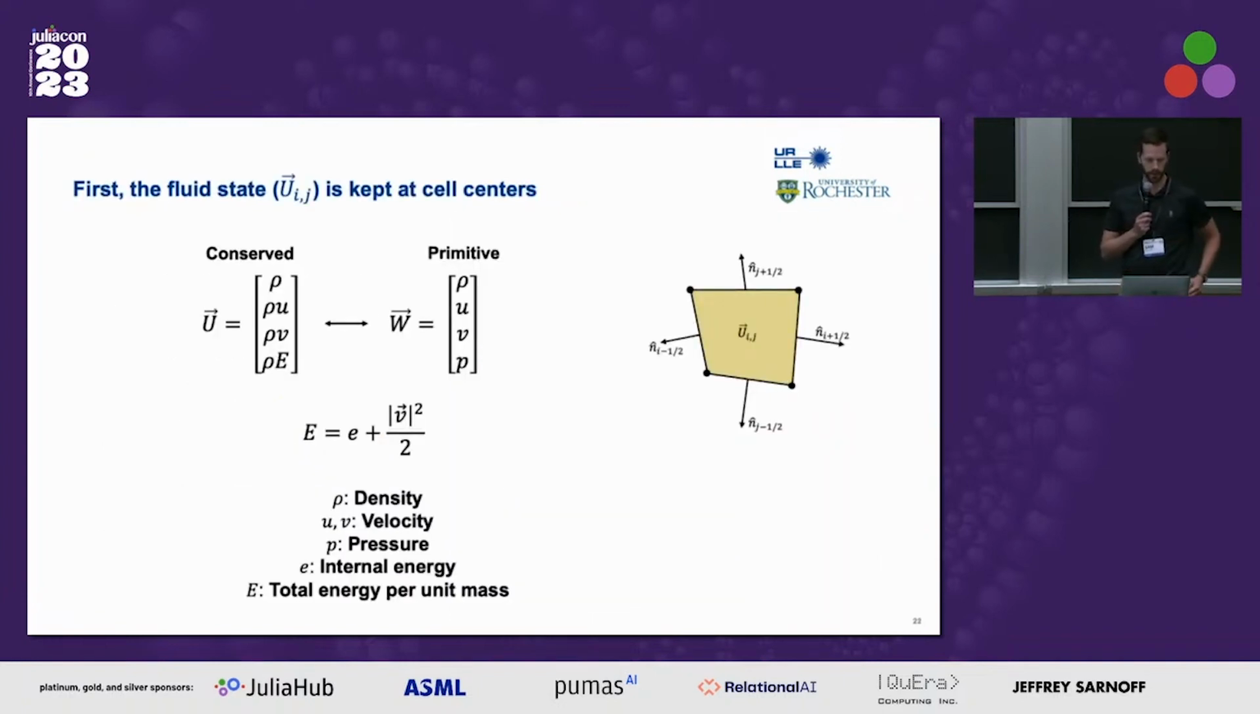So first, we store the fluid state at the cell centers. That's what U stands for here. We're just storing pressure, density, velocity at the cell center. A lot of times, if you're familiar with this, you can work with either conserved or primitive variables. For this talk, it doesn't really make a difference. But the point is we're storing it at the cell center.